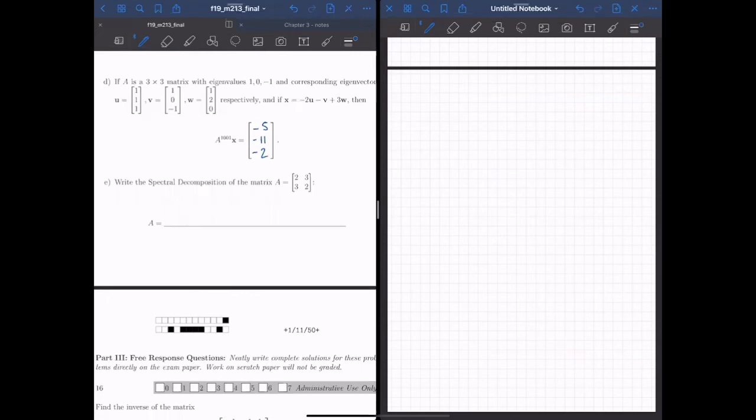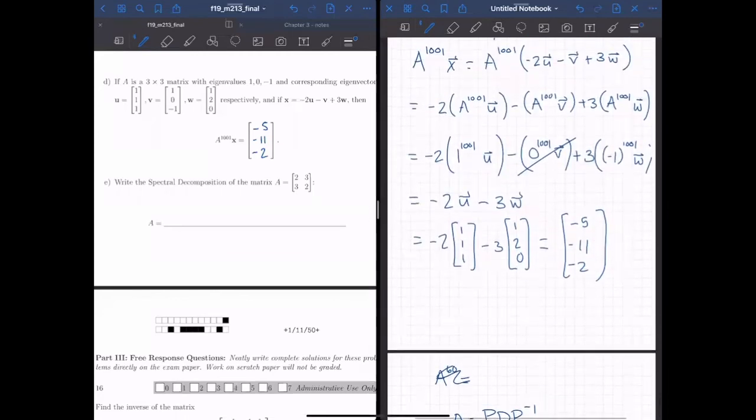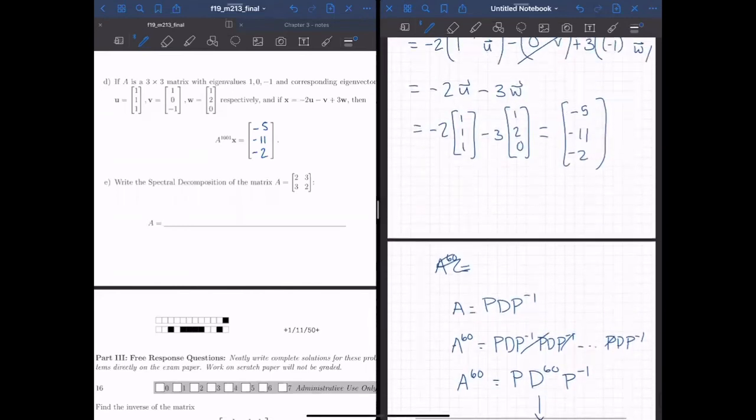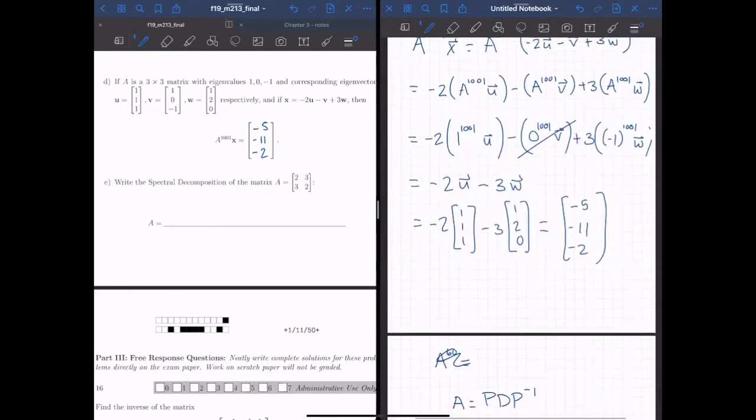That should be -5, -11, and -2, shouldn't it? Because you have -2, -6, -8. Wait, what should it be? So it should be -5, -8, and -2. Oh, -2 minus 6 is -11. Isn't that -8? Oh yeah. Yeah, yeah.